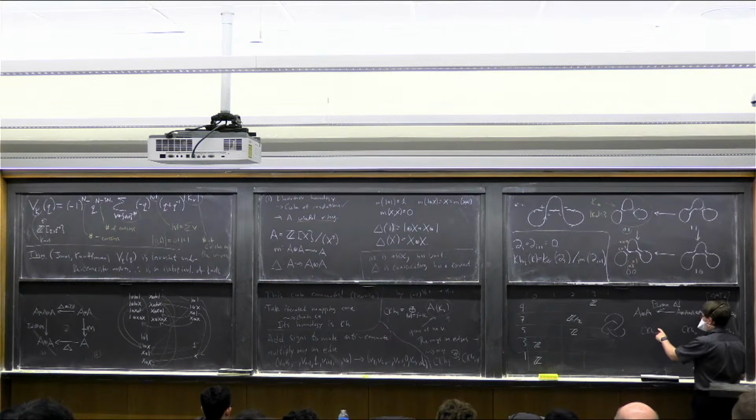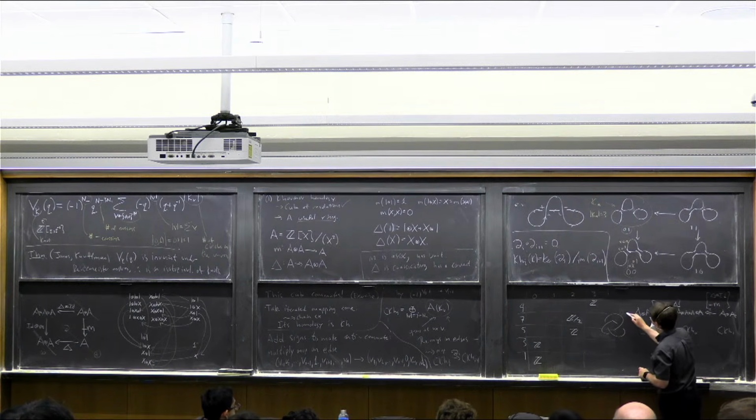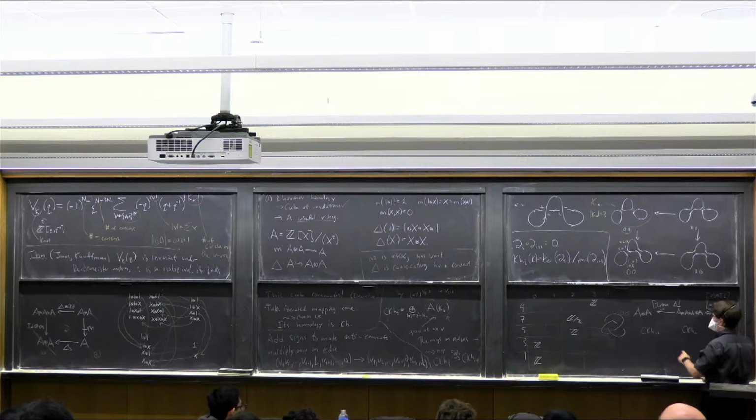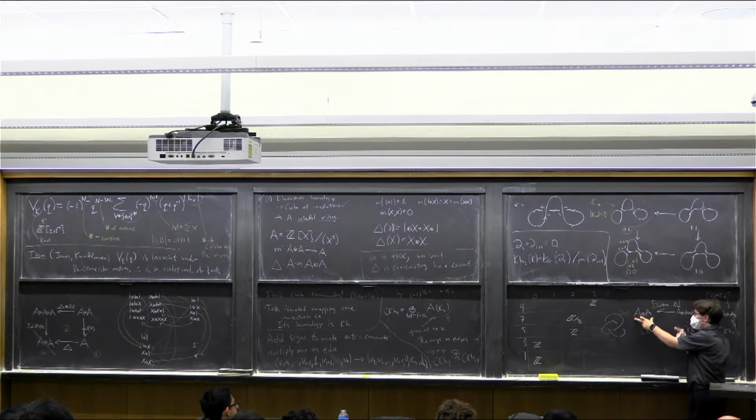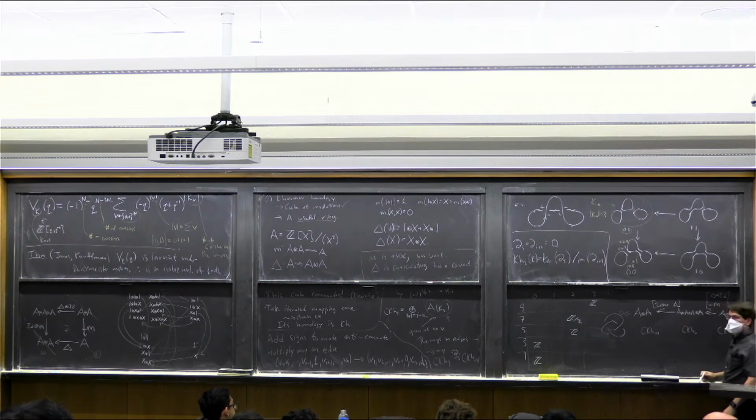Then I look at the, here I've got 0. Here I've got 0 before this. I look at the kernel of this map. That's all of this, mod the image of this map. That's the group here. And the kernel of this map, mod the image of this map, that's the group here. And the kernel of this map, that's the group here.